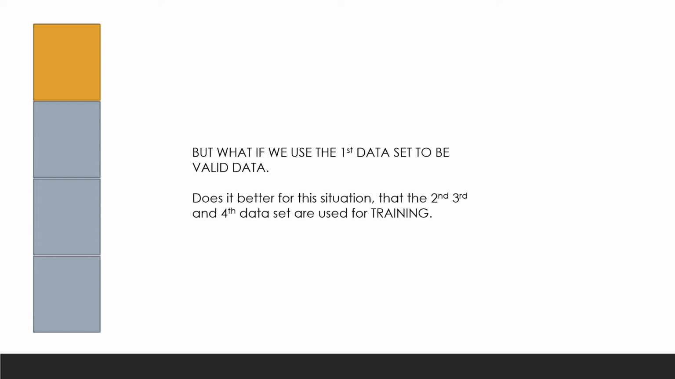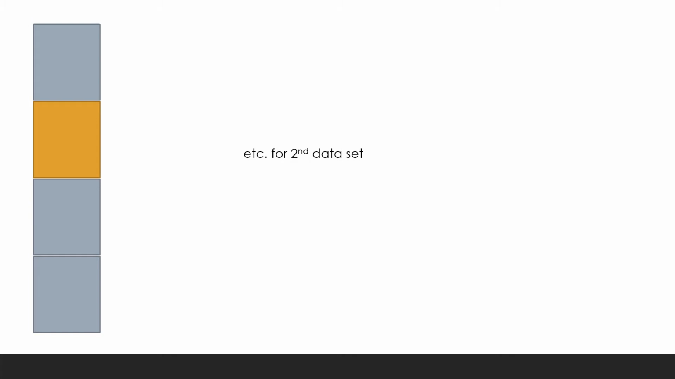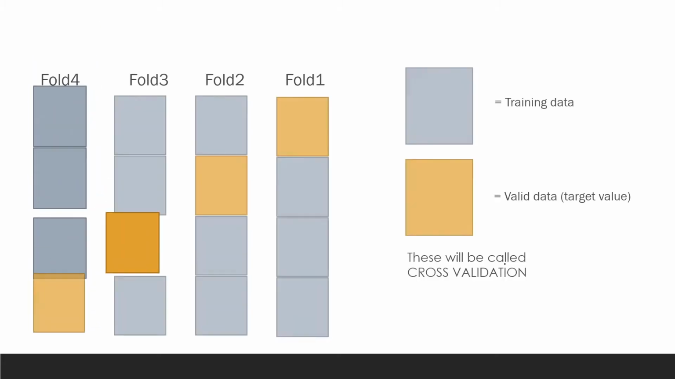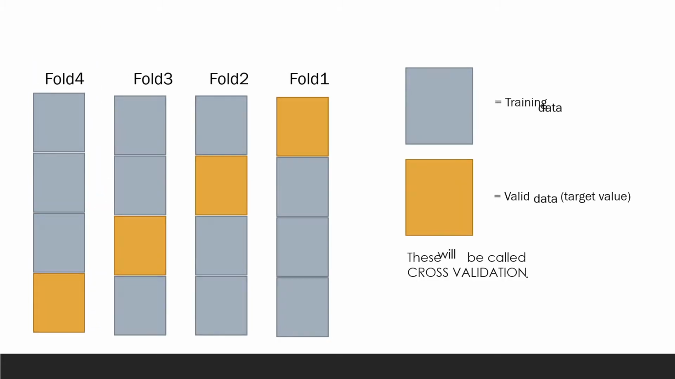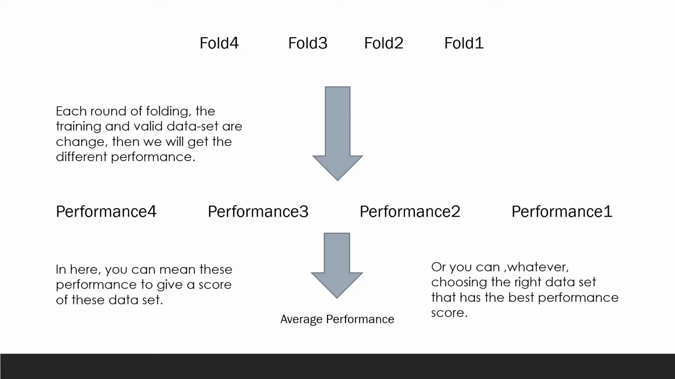Does it work better in this situation? Then the second, third, and fourth data sets are used for training, and so on for the second data set. This is called cross-validation. Fold 4, fold 3, fold 2, fold 1, performance 4, performance 3, performance 2, performance 1, average performance.